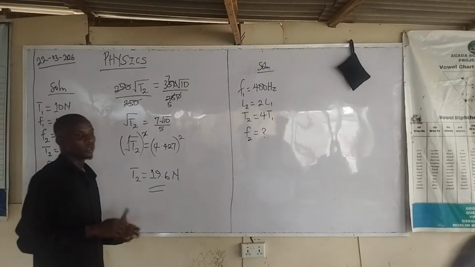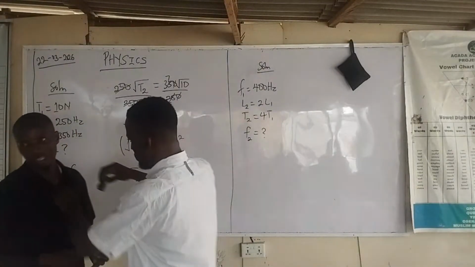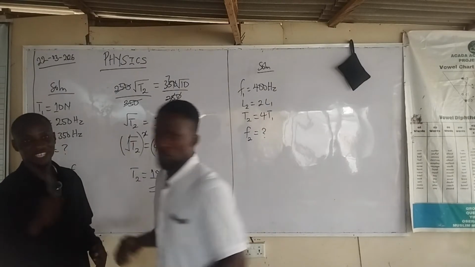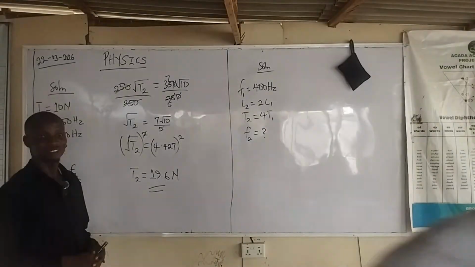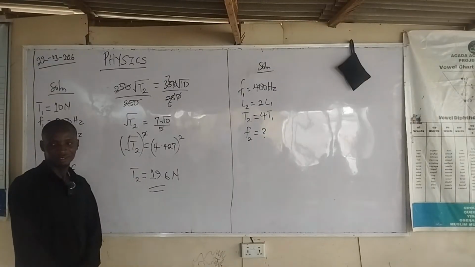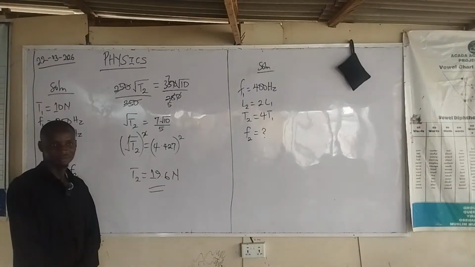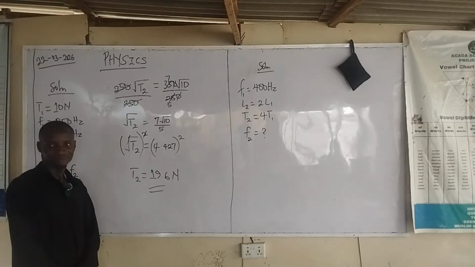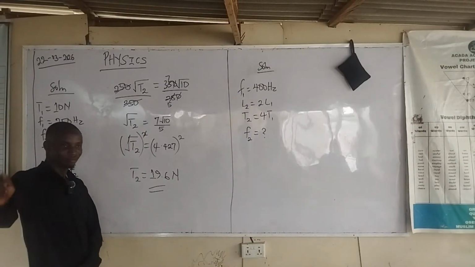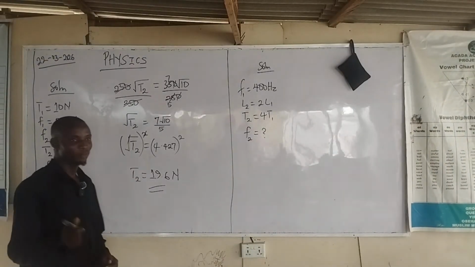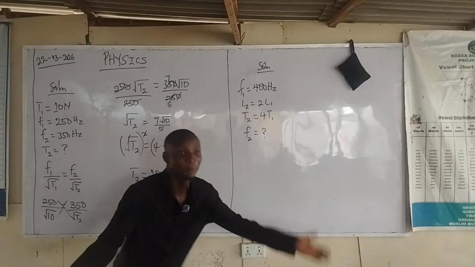What's the relation between frequency, length, and tension? What's the relationship? F equals root T over L. F equals K root T over L. That is very correct. Please clap for Precious.